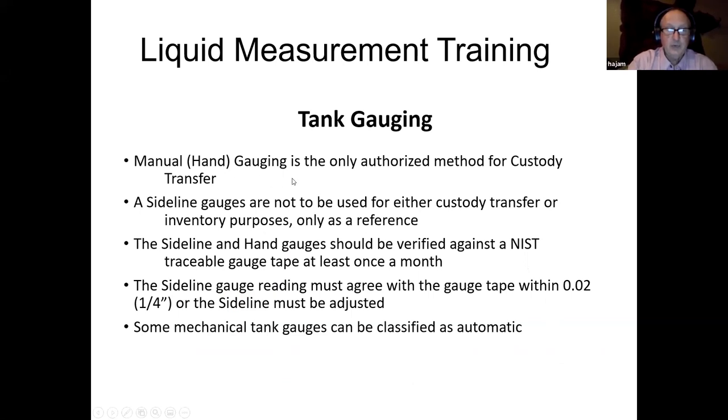When it comes to custody transfer, only hand gauges are accepted. Again, if there's any use of an automatic tank gauge, which has been known to happen, I have not seen it many times in my career, but those gauges go through a much more rigorous calibration and verification process. They're verified on a daily basis.